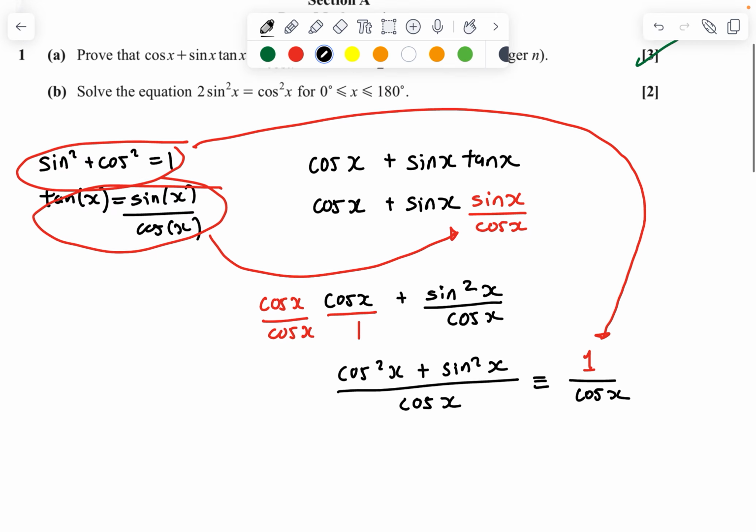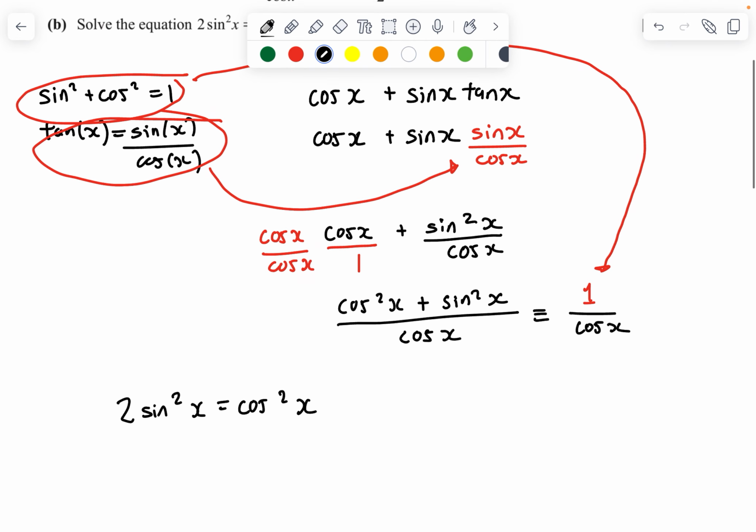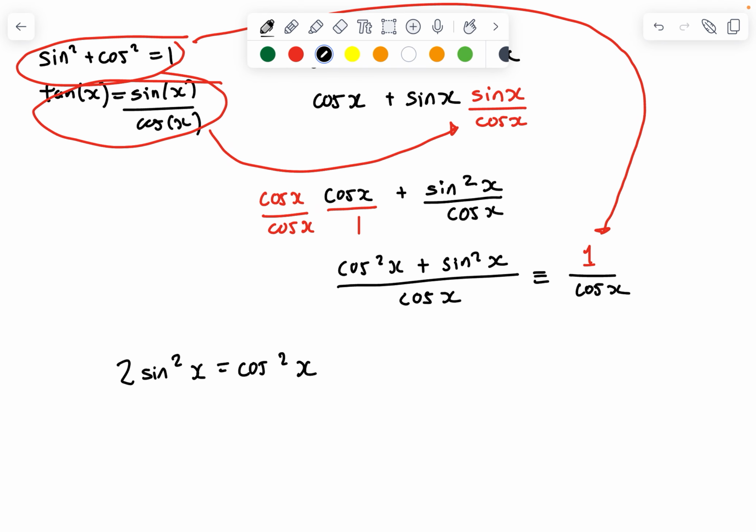Okay, now part B is where I've got to solve it. So now I've got 2 sine squared of x equals cosine squared of x. Well, we're going to use that identity again. What I'm going to do is divide both sides by cosine squared of x. So now I've got 2 sine squared divided by cosine squared. Well, that's tan squared of x. Cosine squared of x divided by cosine squared of x is just 1.